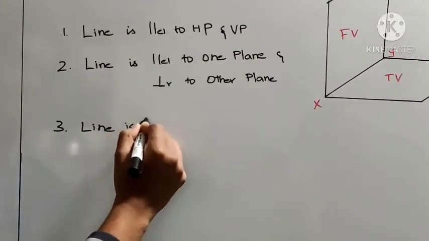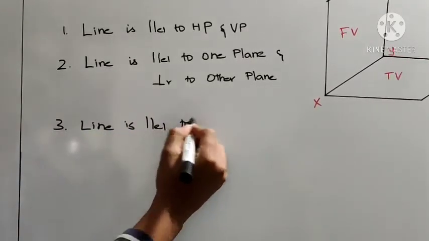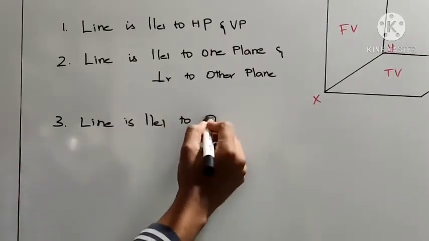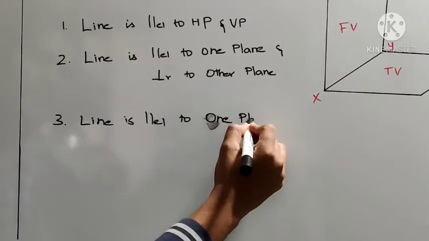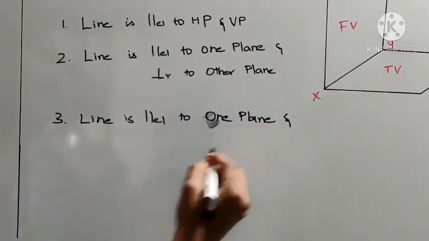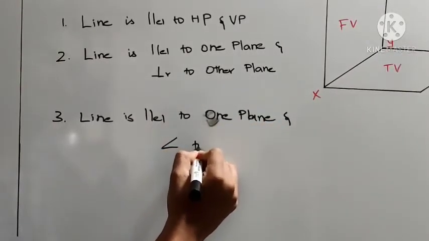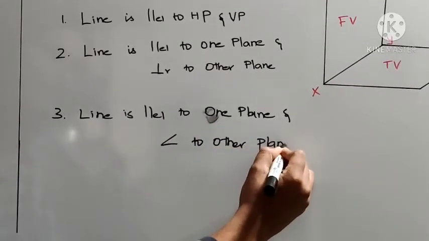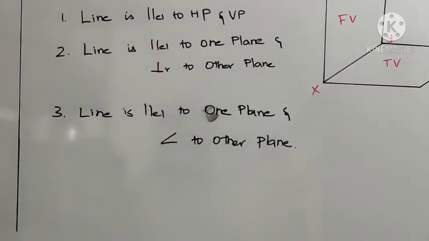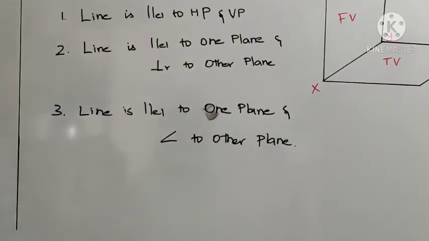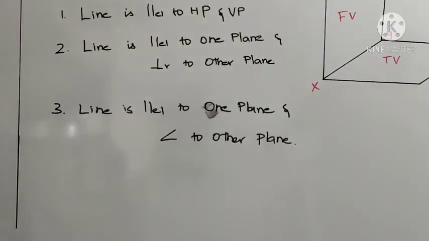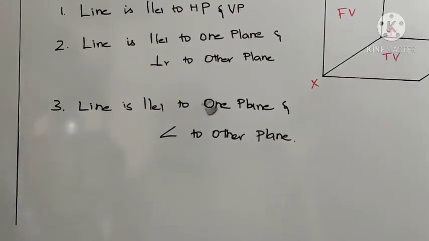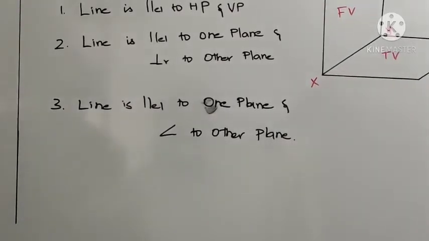A line is parallel to one plane and inclined to the other plane. So this is nothing but the straight line is parallel to any one plane. It could be either vertical plane or horizontal plane, and it will be inclined to the other plane. So I will show what it means.